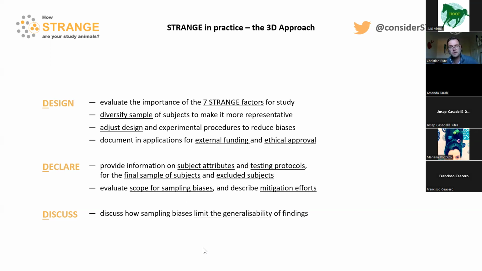And then in the discussion section, we think it's important to discuss how sampling biases may limit the generalizability of findings. Our observation is that quite often, especially in the titles of research articles and in their abstracts, we very significantly overreach with our generalization. We talk about a species or a study population, whilst in fact we may have drawn our inferences from a severely biased subset. And in some cases, it may be more appropriate to say these findings apply to females of this population of this personality type.